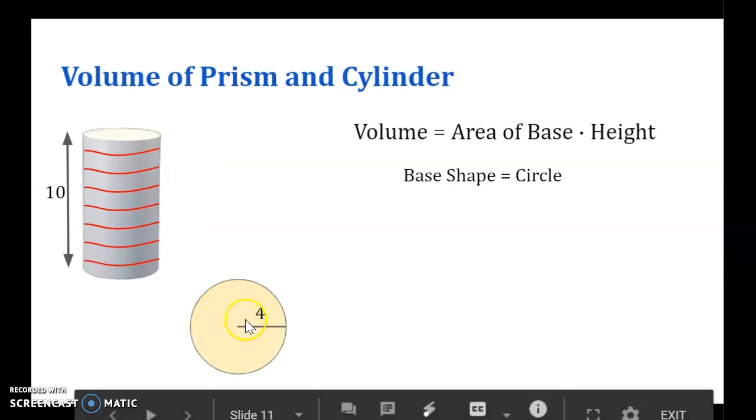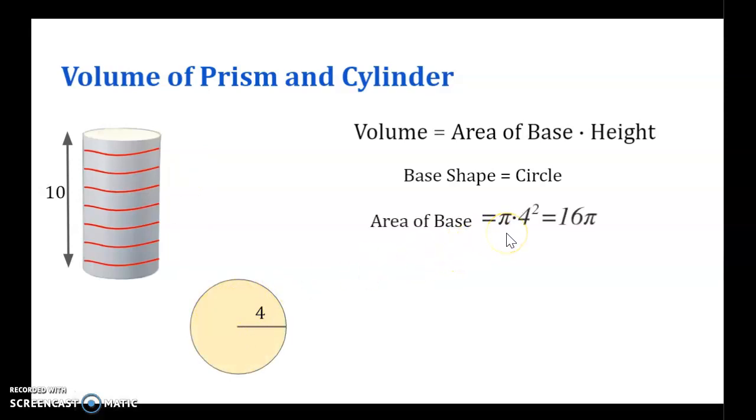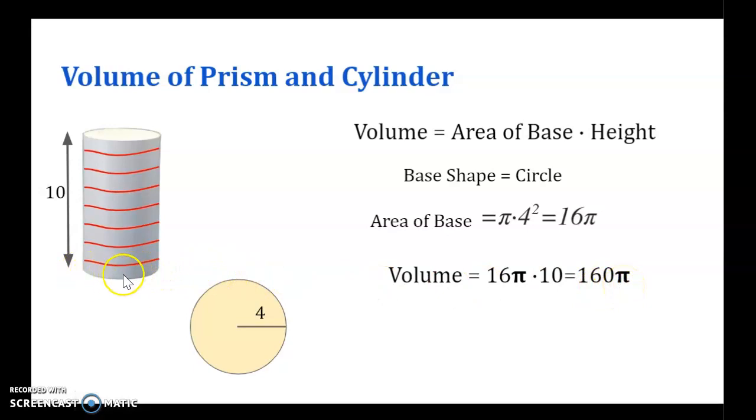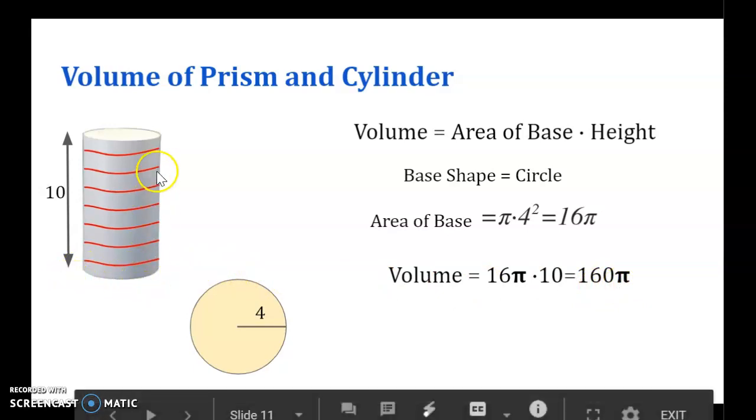If I look at the circle alone, what is the base area of the circle? It's going to be pi r squared, so that's going to be pi times 4 squared, which is 16 pi. And then volume is going to be 16 pi, the base area, multiplied by the height, which in this case is 10, so 160 pi.